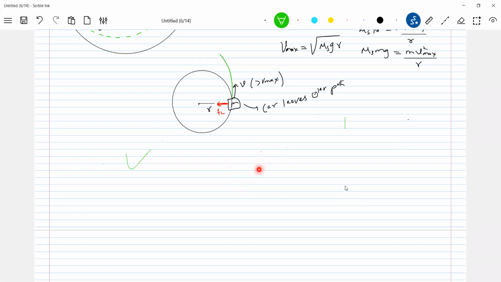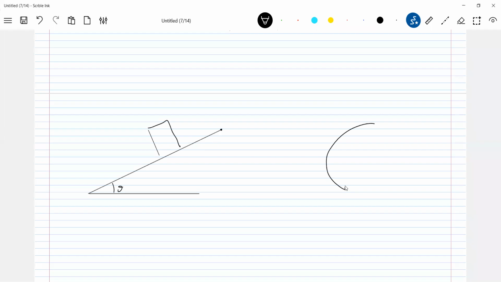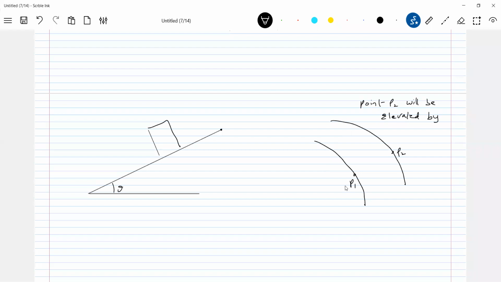So what is another way of overcoming this? It is the banking idea. Here the road will be banked. There's a road, there's an inner edge of the road, and there's an outer edge. If you look at the track again, this is point P1, point P2. Point P2 will be elevated by a height h.